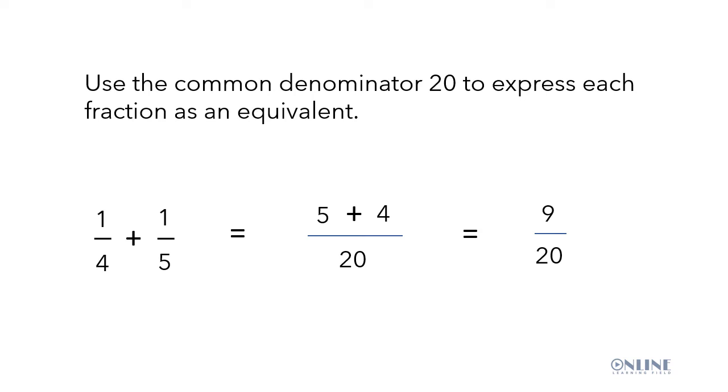The other fraction is 1/5. 5 can divide 20 4 times. Multiply this 4 by 1, which is the numerator of 1/5. The answer is 4. Add this 4 to the right of the addition sign above the division line. The new fraction is 9/20. So 1/4 plus 1/5 is 9/20. The fraction of the money the man spent out of his whole money is 9/20.